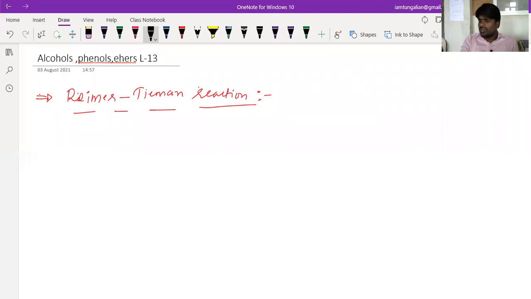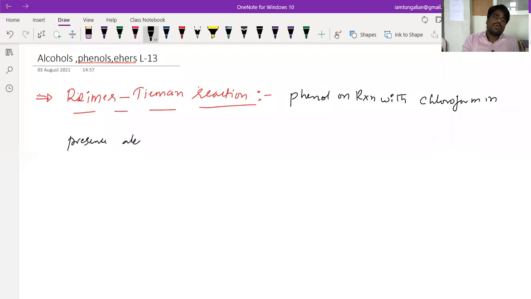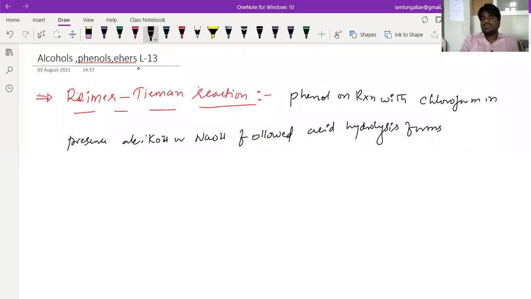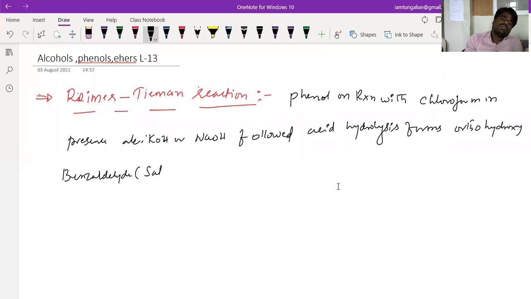Phenol on reaction with chloroform, in presence of alcoholic KOH or NaOH, followed by acid hydrolysis, forms ortho-hydroxybenzaldehyde, which is commonly called salicylaldehyde.